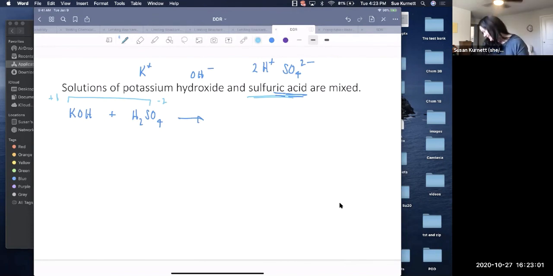Okay, so the first question I asked myself is, how many waters can this base make? And the answer is 1. How many waters can the acid make? 2. Why don't I put a 2 in front of potassium hydroxide and make 2 waters?